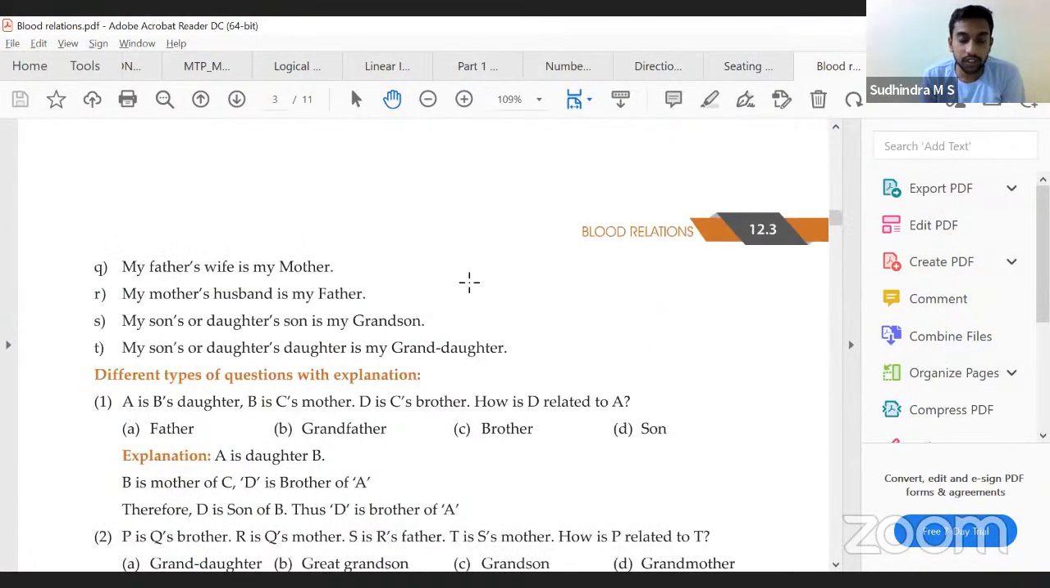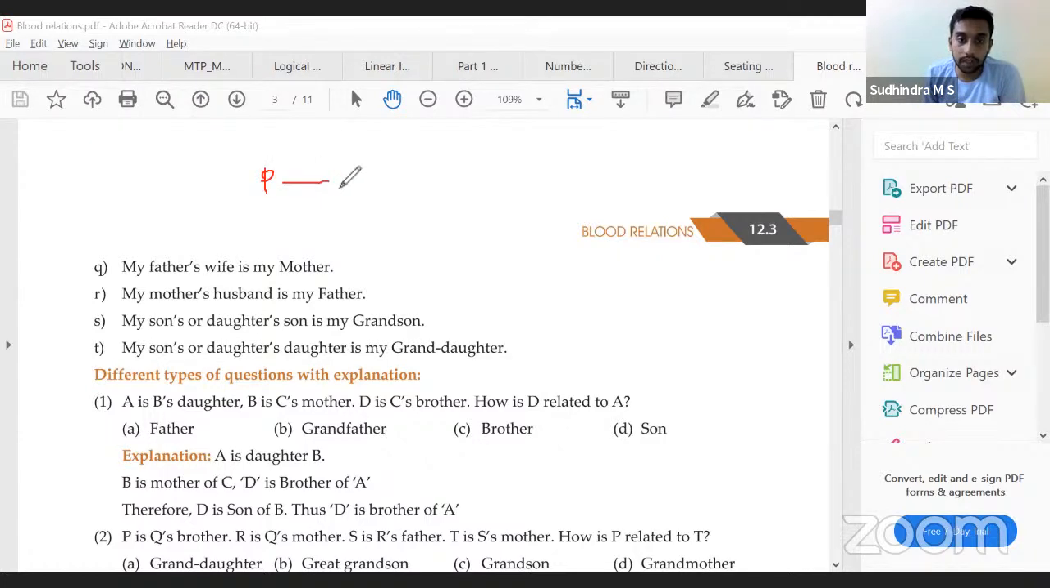Okay, P is Q's brother, R is Q's mother, S is R's father, T is S's mother. How is P related to T? Okay, simple. These kind of questions, if they give he is his brother, sister, mother, etc., go from the beginning. Whereas if they have given in a sentence, such cases come from the last, so that it will be easy.